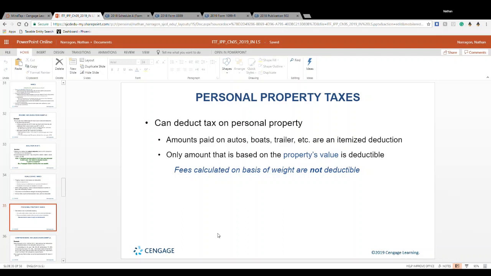Personal property taxes, again, this is tax on anything that's personal, even, again, dealing with registration, stuff like that. It's only the amount that is based on personal property's value that is deductible. Okay. Fees calculated on the basis of weight, the scale fees, are not deductible. Can't do those. But we can do registration. Okay.